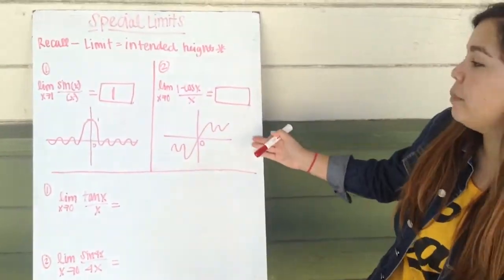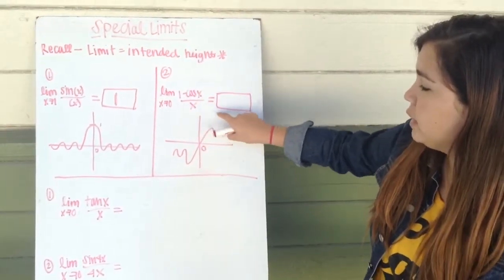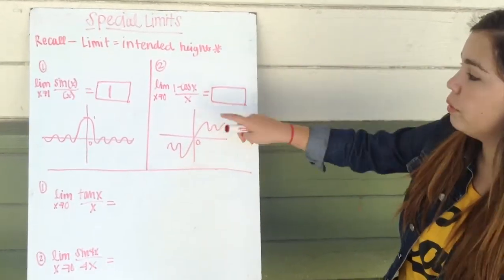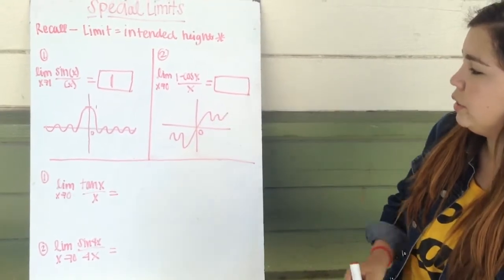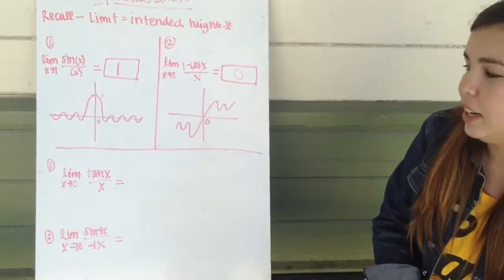You see your second example says the limit as x approaches 0 of 1 minus cosine of x over x equals blank. And if you recall this graph, it's the graph of 1 minus cosine of x over x. And the intended height of the graph is at 0. So that would become your answer, because once again, the limit is the intended height.